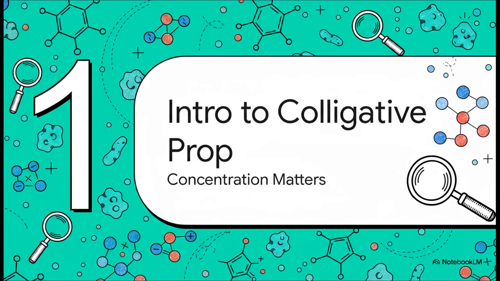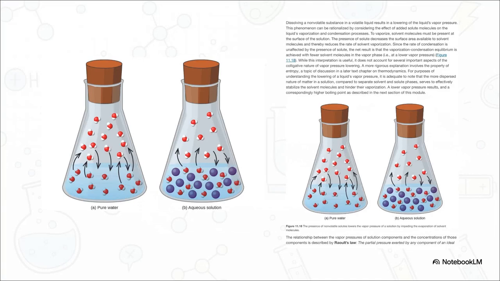Section 1. Intro to Colligative Properties. Colligative properties are honestly fascinating. They are a subset of behaviors that depend entirely on the total number of particles in a solution, not what those particles actually are. Let me say that again because it's absolutely crucial. It doesn't matter what the chemical identity of the particle is. It only matters how many of them there are. Whether it's sugar, salt, whatever, if the particle count is the same, the effect is the same.